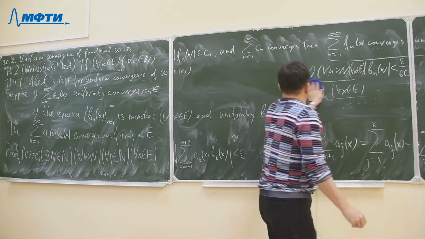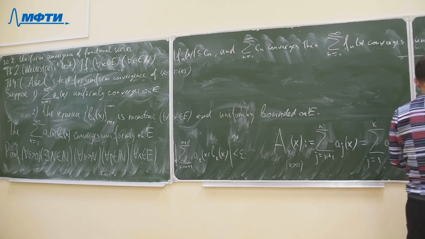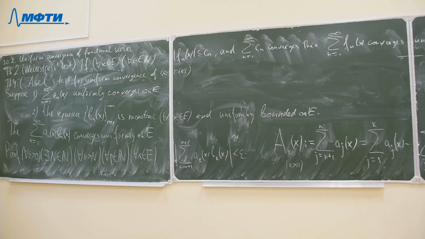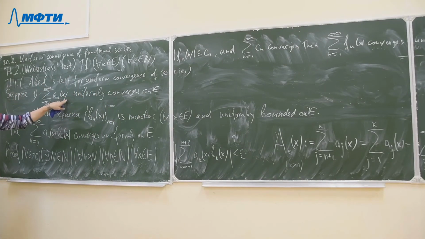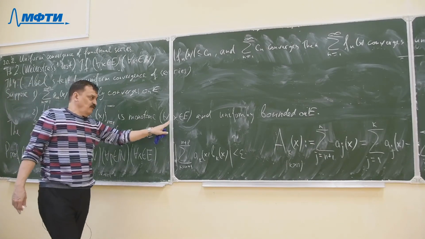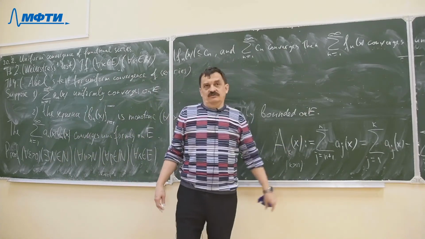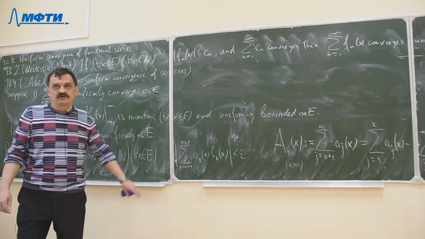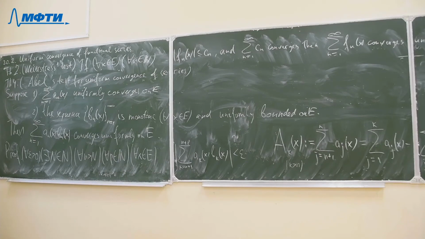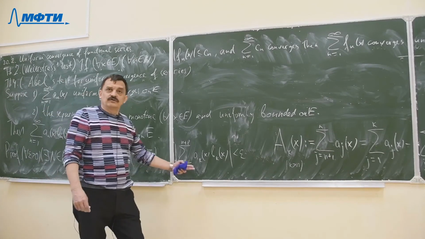So, what we have is that one now. I don't want to erase the proof because I will repeat it practically. So, once again, the theorem is as follows. Abel's test for uniform convergence of series. Suppose, firstly, the series n of x uniformly converges on E, and the sequence Bn of x is monotone for arbitrary x and uniformly bounded on E. Then the series converges uniformly on E. And proof, we use the same scheme.